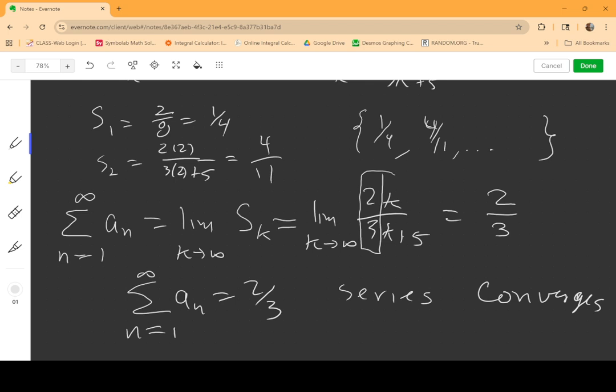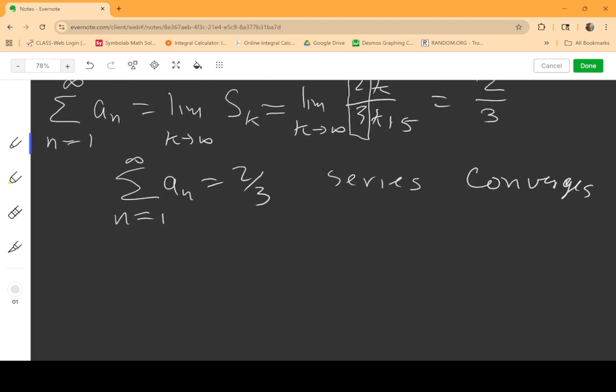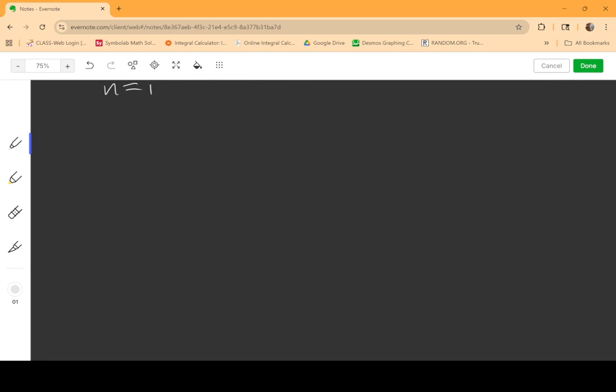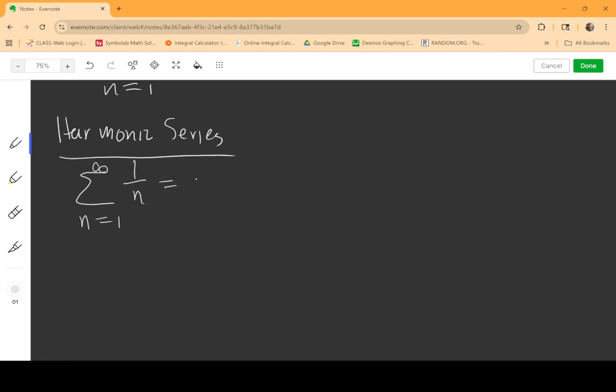Now let's take a look at a different series, something called the harmonic series. The harmonic series is defined like this: 1 plus 1/2 plus 1/3 plus 1/4, etc., infinitely.